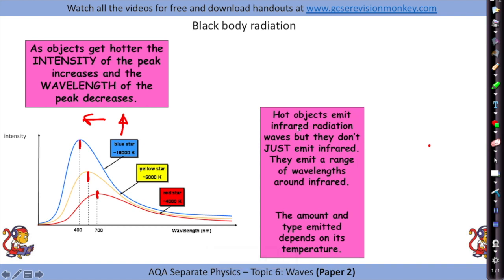Okay, so hot objects emit infrared radiation waves, but they don't just emit infrared radiation. They emit a range of wavelengths around infrared, so that's why they can emit visible light or even ultraviolet if they get hot enough. The amount and type emitted depends on its temperature. So the hotter the temperature, the shorter the wavelengths emitted.